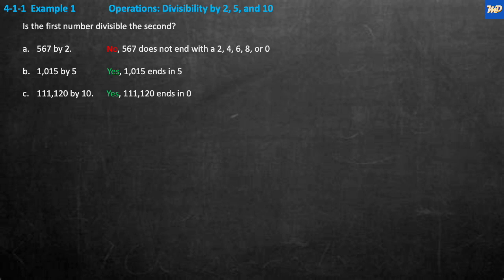Example 1. Divisibility by 2, 5, and 10. Is the first number divisible by the second number? 567 by 2. And as you can see here, it says no, it's not. 567 does not end with a 2, a 4, a 6, an 8, or a 0. So it is not divisible by 2. How about 1015? Is it divisible by 5? Yes. 1015 ends in the number 5.